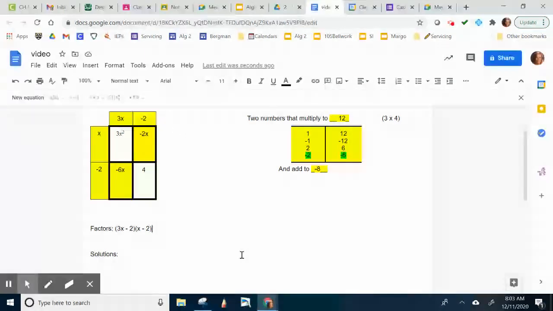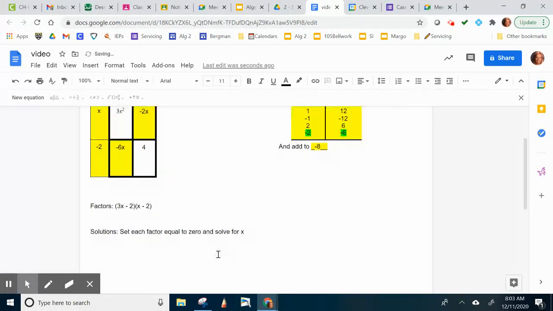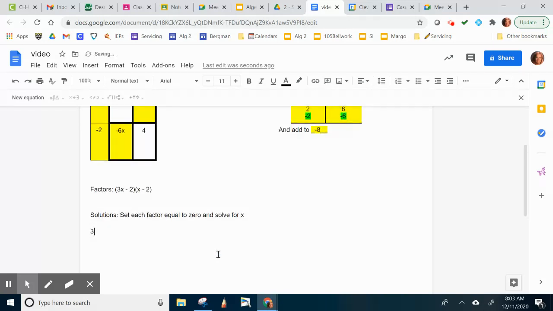Now, on worksheet 315, Mr. Klein wanted you to find the solutions. The way we find our solutions is we set each factor equal to 0 and solve for x. I'm going to write that out. So here's what it's going to look like. Scroll up a little bit. I'm going to do 3x minus 2 equals 0. And I'm going to do x minus 2 equals 0. And I'm just going to algebraically solve for x. So to do that, I need to get x by itself. I'm just going to add 2 to both sides here.